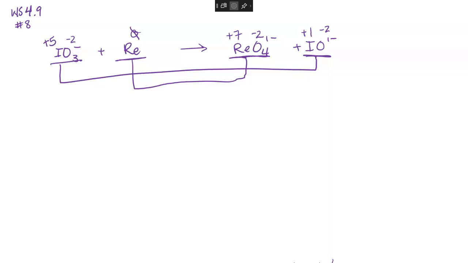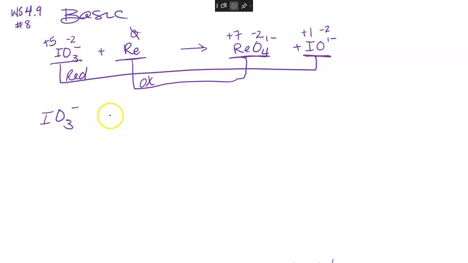Which one is being reduced? We said that's the easy one to identify. Iodine, because it's going from +5 to +1. So this is our reduction half. Which one's our oxidation half? Rhenium, the other one. And checking 0 to +7, yeah, we're losing electrons there. That makes sense. Becoming more positive, less negative. Cool. Okay, splitting into half reactions because we're doing this in basic.